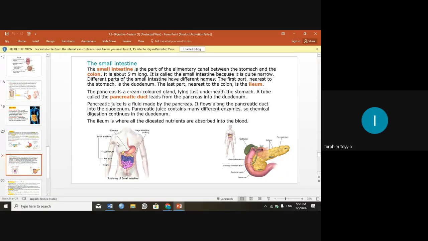So you can see what I'm talking about. You can see the small intestine here. This is the duodenum, first part. This is the jejunum, second part. And this is the ileum, the last part. And the one surrounding it is the large intestine, which is referred to as colon.